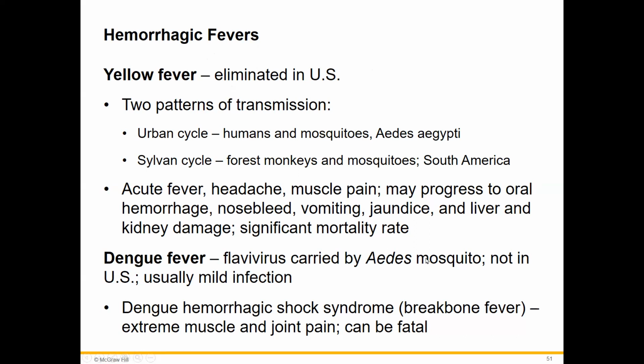Dengue fever, again, mosquito spread, typically not in the US, although if we have more mosquitoes this year, maybe. You can experience dengue hemorrhagic shock syndrome, extreme muscle pain and joint pain. It can be fatal. Both of these are fatal, both can cause bleeding, both are spread by mosquitoes.